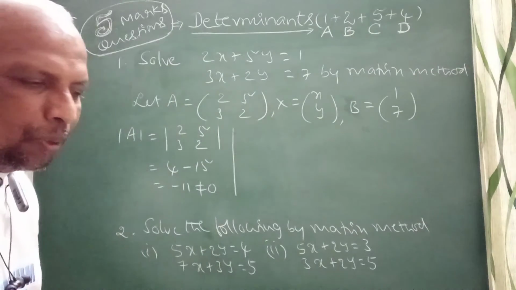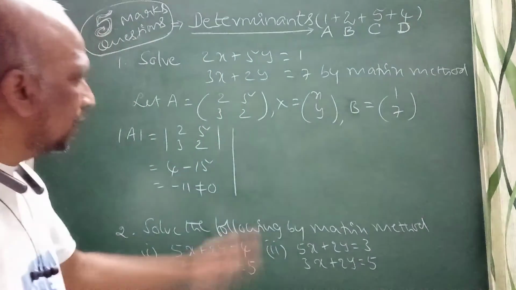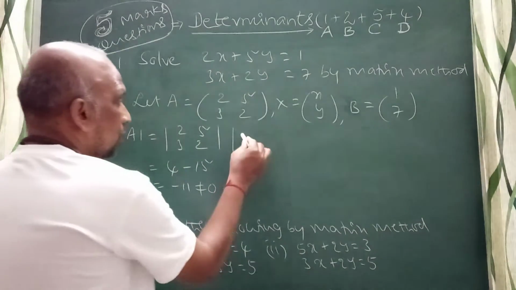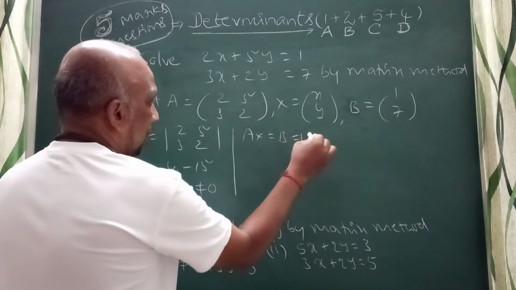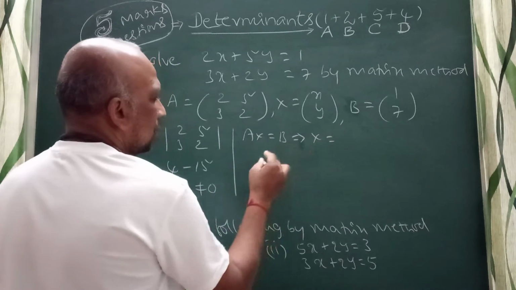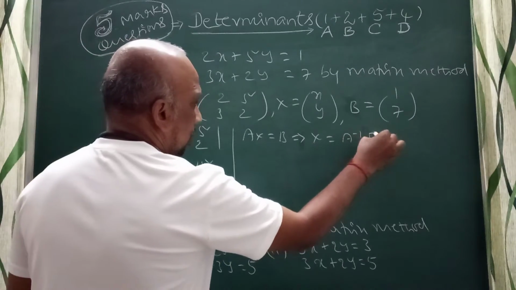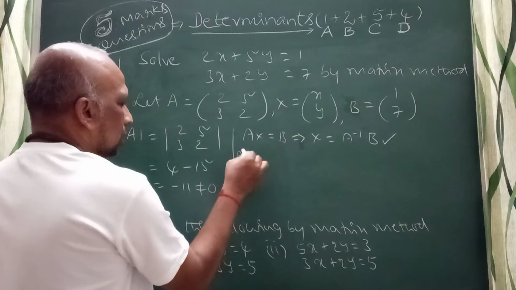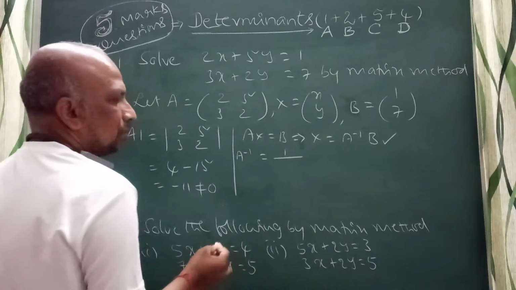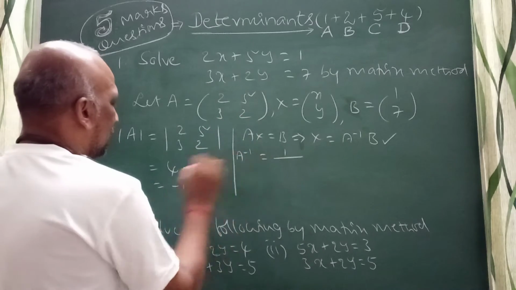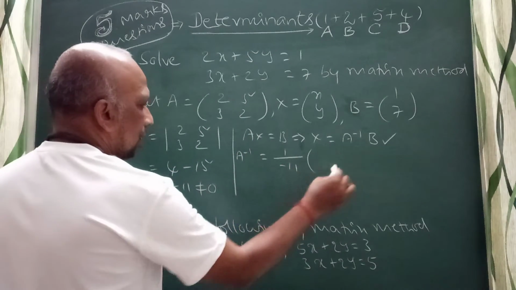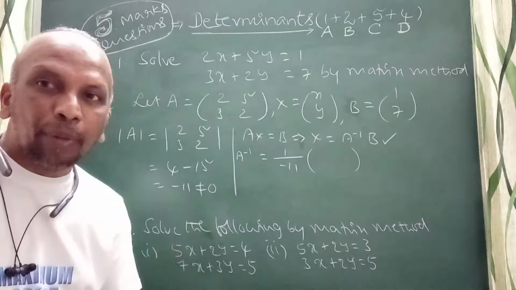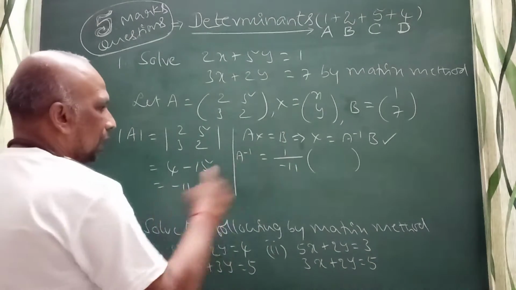Because when you are solving the problem, always I prefer to write AX is equal to B, right? So here this implies X is equal to A inverse into B. So we want A inverse, right? But for 2 by 2 easily you can get A inverse. A inverse is equal to 1 by determinant A into adjoint A, where determinant A is minus 11. A inverse means 1 by determinant into adjoint A.